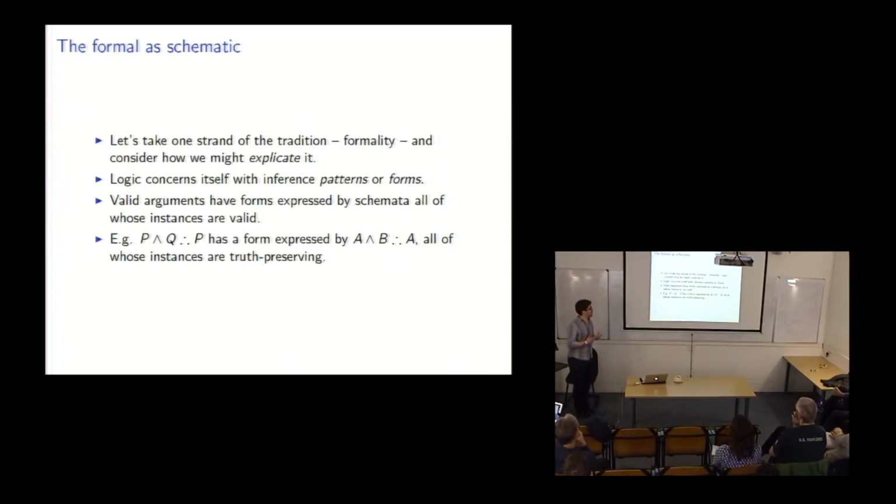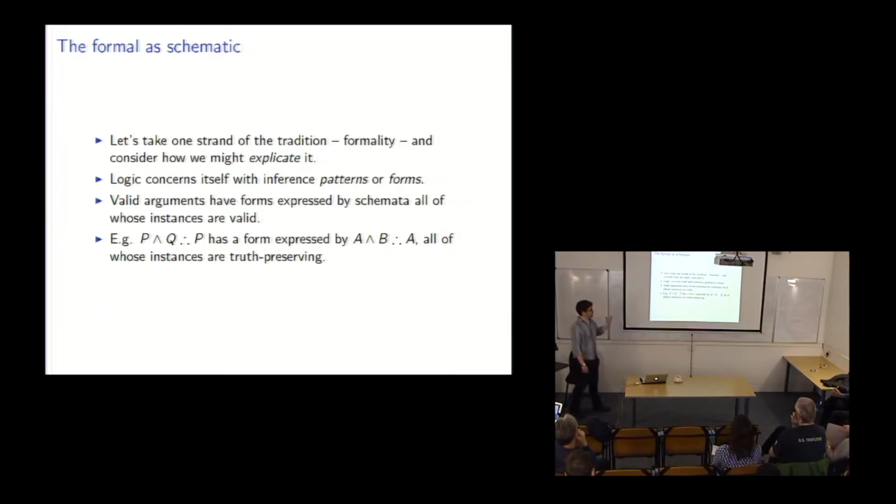Well, I think the first thought we might have is something like this, that logic's concerned with inference patterns or forms in something like the following way. Valid arguments have forms expressed by schemata, all of whose instances are valid. So a very straightforward example, something like P and Q, therefore P. Why is that valid? Well, that's got a form expressed by A and B, therefore A, and all of the instances of that form are truth-preserving, as long as we insist that the variables are replaced uniformly and those sorts of constraints are in place.